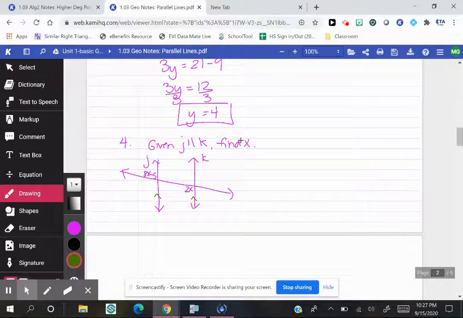Most students feel really comfortable with alternate interior angles. So you might say, oh, well, I see 2x inside here. Where's its alternate interior angle? Look for that Z. Well, alternate interior would bring me over here. Now I can better see the relationship between these two. Now that they're right next to each other, I know that they form a linear pair, which means they're supplementary, which means they add to 180 degrees.